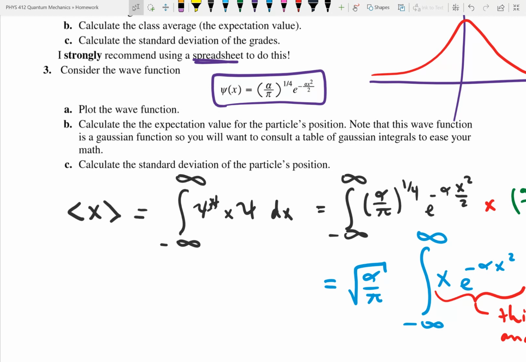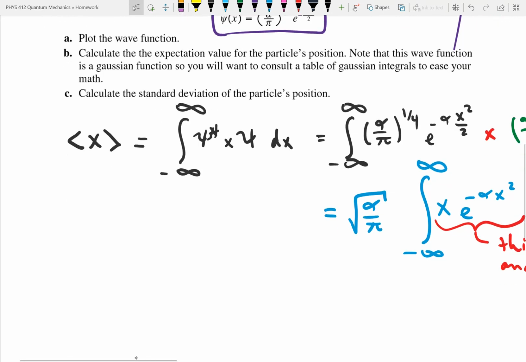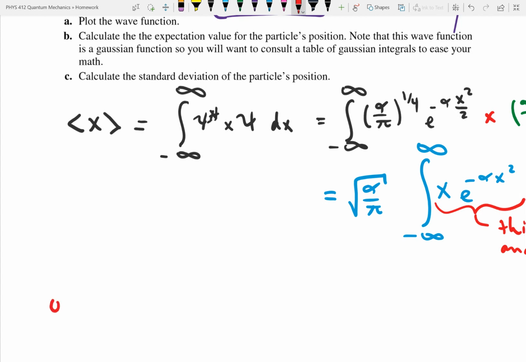And then we have part C. Calculate the standard deviation. What's the equation for standard deviation? Square root of the expectation of x squared minus the square of the expectation of x. Yeah, that's right. So we've got one of those terms already. I heard you guys saying the right things. So now we just have to calculate the expectation value for x squared.